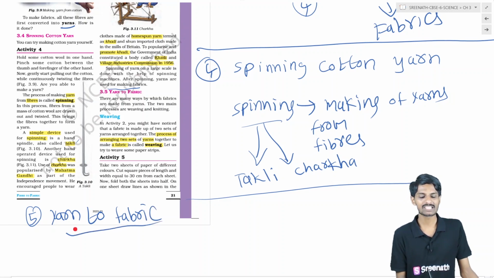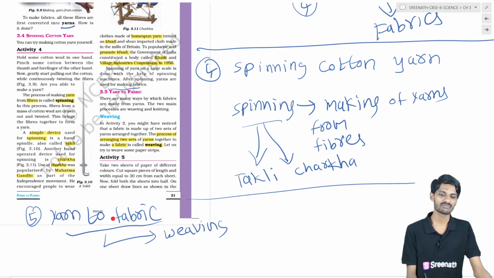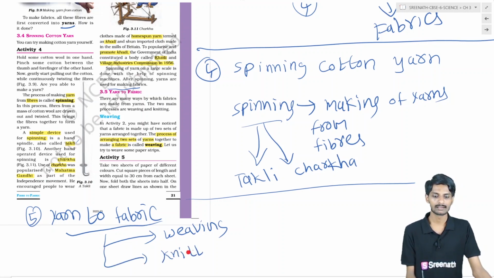So how is fabric made using yarn? It is done in two processes. One is weaving, in which fabric is made from yarn, and another process is knitting. In this process also fabric is made.